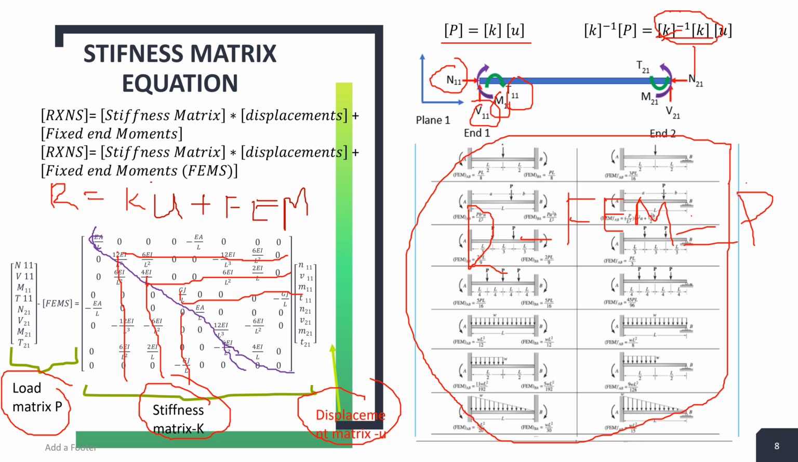Basically U equals the inverse of the stiffness matrix times the load matrix. So that's all. And this is where Excel is going to help, because this matrix, be it 6 by 6, 12 by 12, Excel by using very simple code is able to solve, and you're able to solve the displacements.